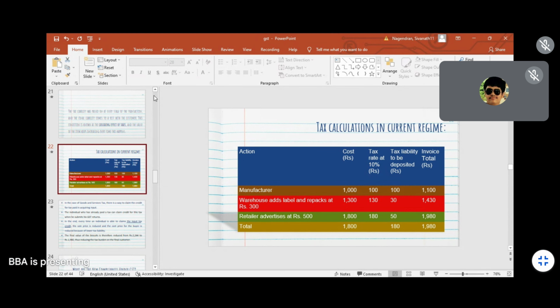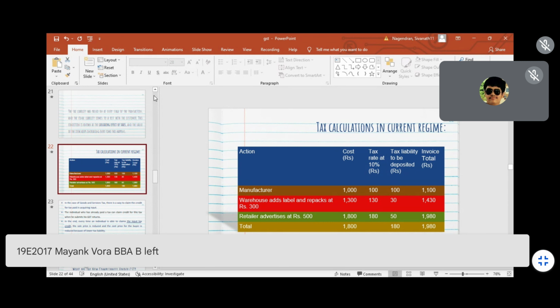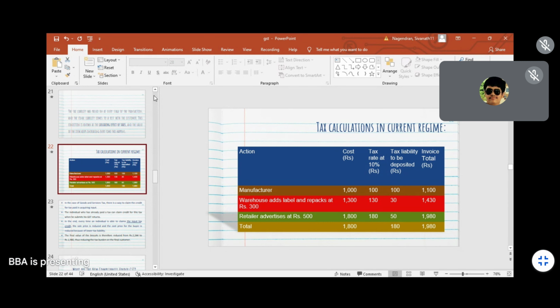அதாவது வேர்ஹவுஸ்ல பேக்கேஜிங் ஆகிற டைம்ல அதோட டோட்டல் டாக்ஸ் வந்து 130. ஆனா அந்த 130ல ஆல்ரெடி மேனுஃபேக்சரர் 100 rupees ஜிஎஸ்டி பே பண்ணிட்டாரு, ஓகேவா? அப்ப பேலன்ஸ் இருக்க 30 rupees மட்டும் தான் டாக்ஸ் liability பே பண்ணணும். Again it is moving on to the retailer, he is spending some 500 for advertisement, so now the cost of the product is 1800.